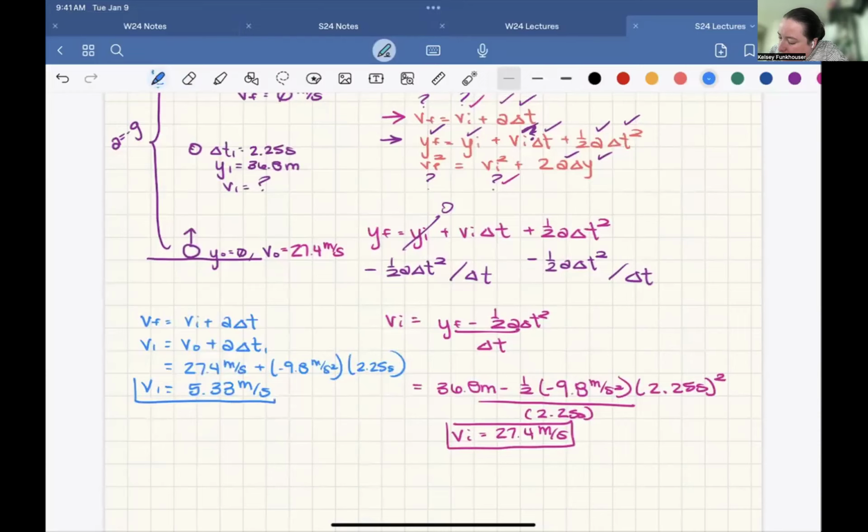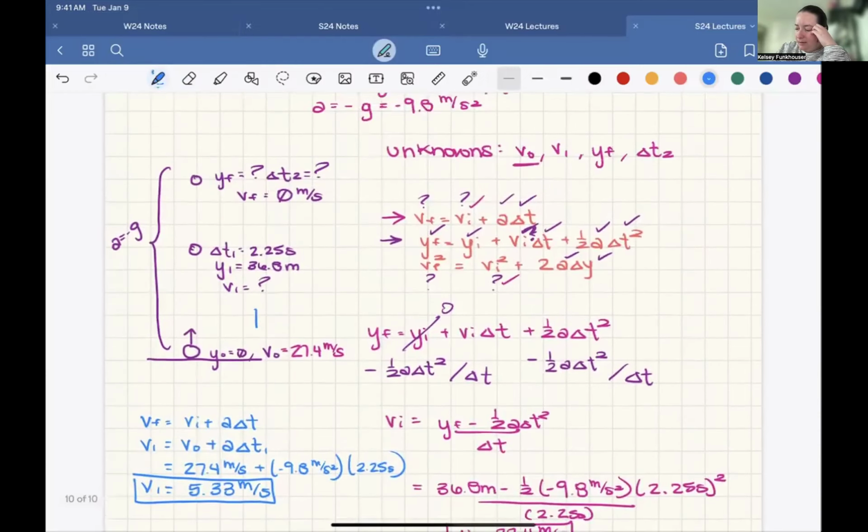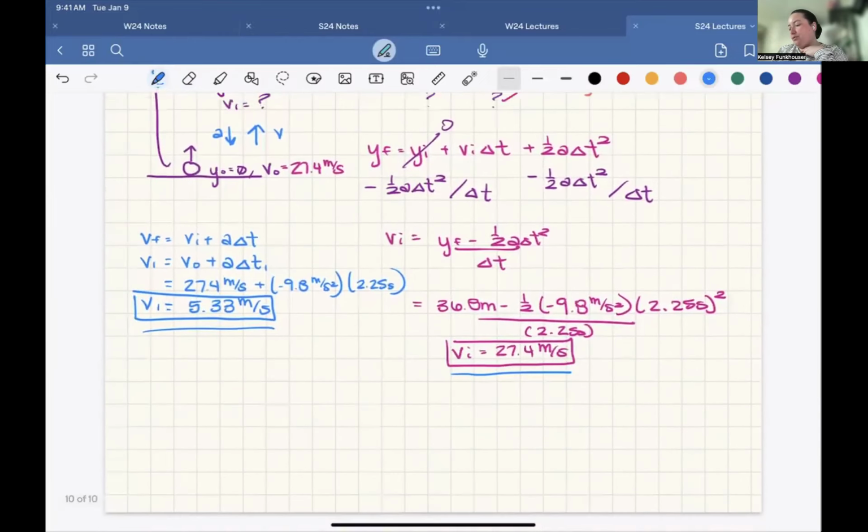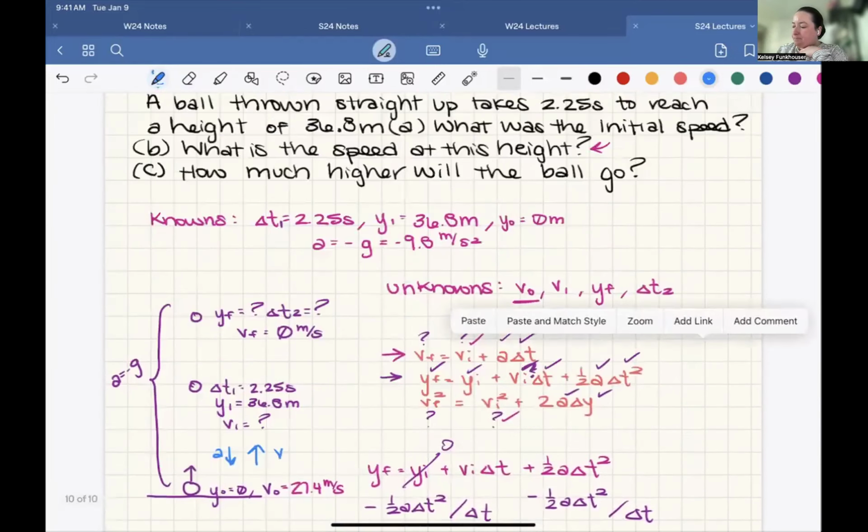This makes sense because, as I said, the velocity during this motion is pointing up, but the acceleration is pointing down, so we're decelerating. We're slowing down, which we see here with our initial velocity being 27-ish meters per second and our final velocity being 5.3 meters per second.